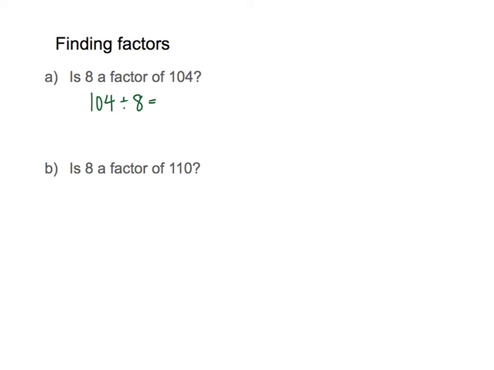So in this case, 104 divided by 8 gives me 13. This tells me that 8 is a factor, because I divided evenly and got 13. I didn't have any remainders. So since there's no remainder, that means it is a factor.